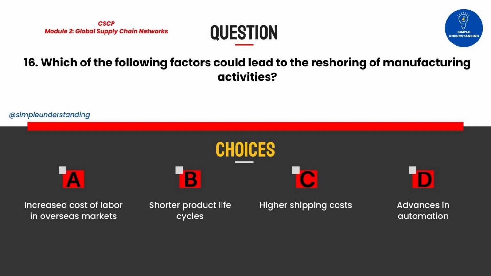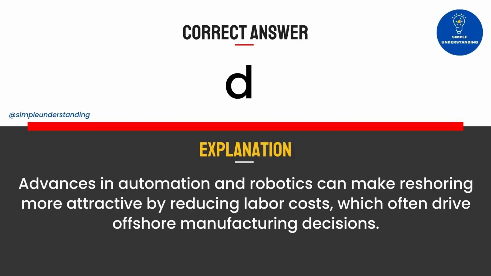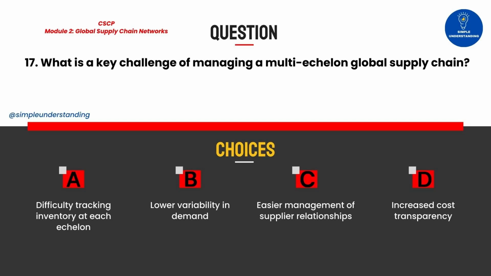A. Increased cost of labor in overseas markets. B. Shorter product life cycles. C. Higher shipping costs. D. Advances in automation. Correct answer: D. Explanation: Advances in automation and robotics can make reshoring more attractive by reducing labor costs, which often drive offshore manufacturing decisions. 17. What is a key challenge of managing a multi-echelon global supply chain?